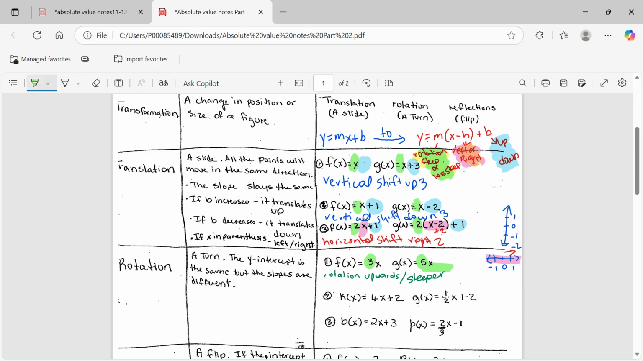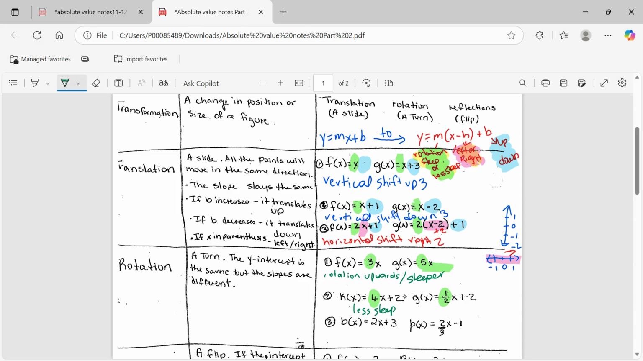Let's look at the next one. I look in the front again. Oh, this is changing. So I need to know if it's going to be steep or less steep. I'm going from 4 to 1/2. I'm going down, which means this is going to be less steep. From kx to g of x, that new line is going to be not as steep as the original.